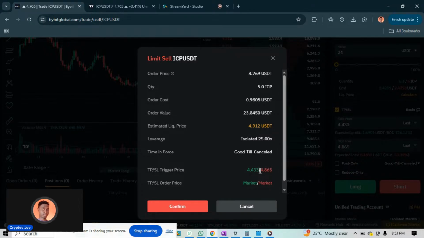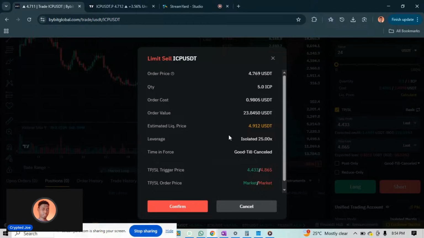Now, my stop loss is 4.865. My liquidation is 4.912. That means I'm good to go. I can click on confirm and place this trade. Do you get? So my stop loss is 4.865 from the analysis and my trading view, and my liquidation price is 4.912. So this is lesser than this. So I can click on confirm and place the order and wait for price to get to this level.